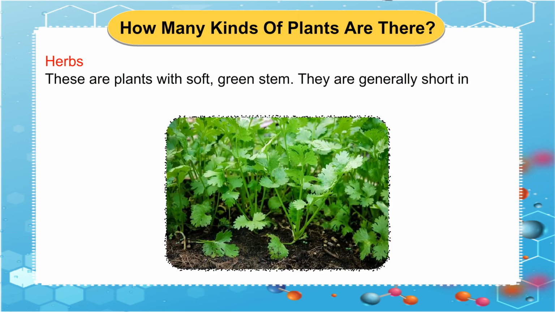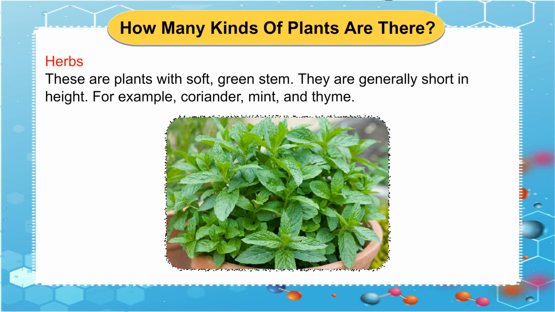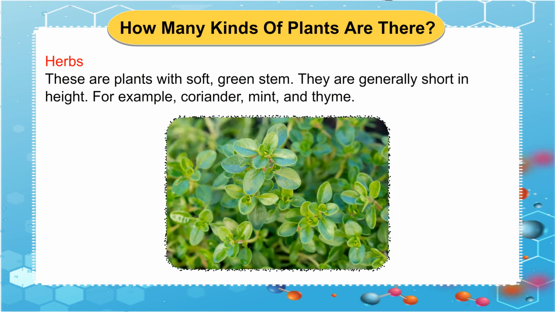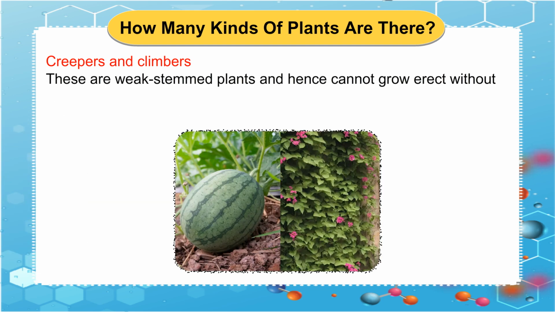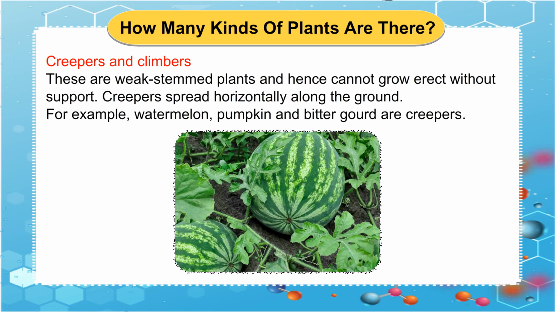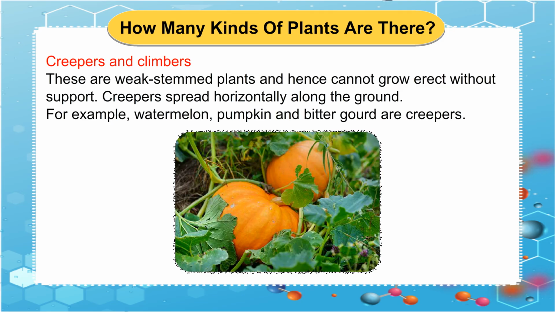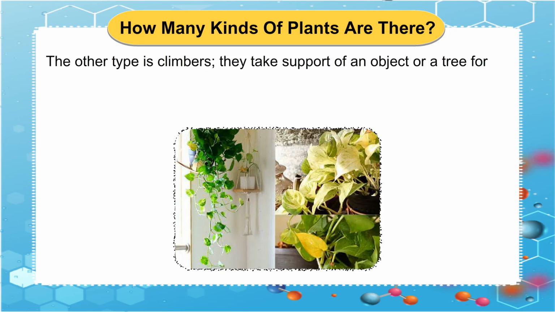Creepers and climbers. These are weak-stemmed plants and hence cannot grow erect without support. Creepers spread horizontally along the ground. For example, watermelon, pumpkin and bitter gourd are creepers. The other type is climbers. They take support of an object or a tree for climbing. They simply twine in a spiral way around the support available to them. For example, money plant, pea plant and grapevines are climbers.